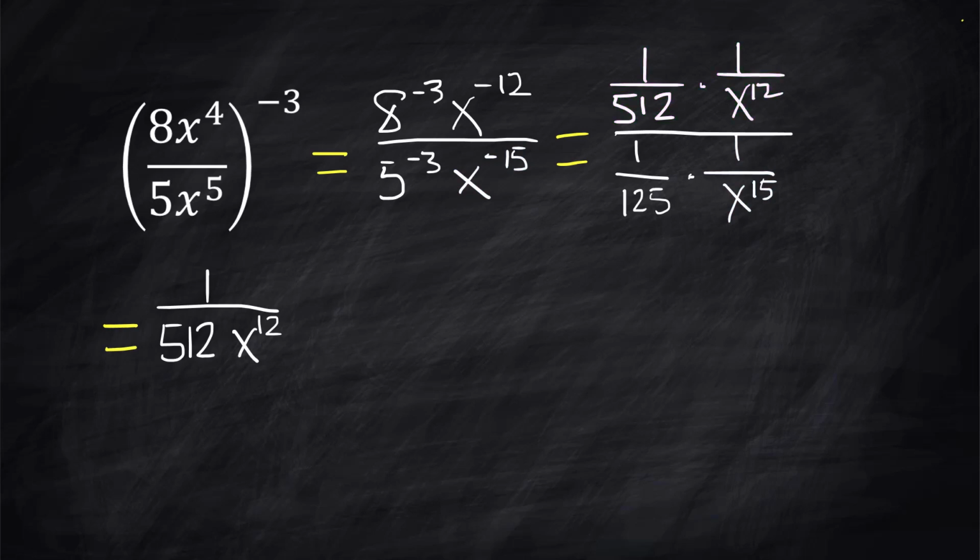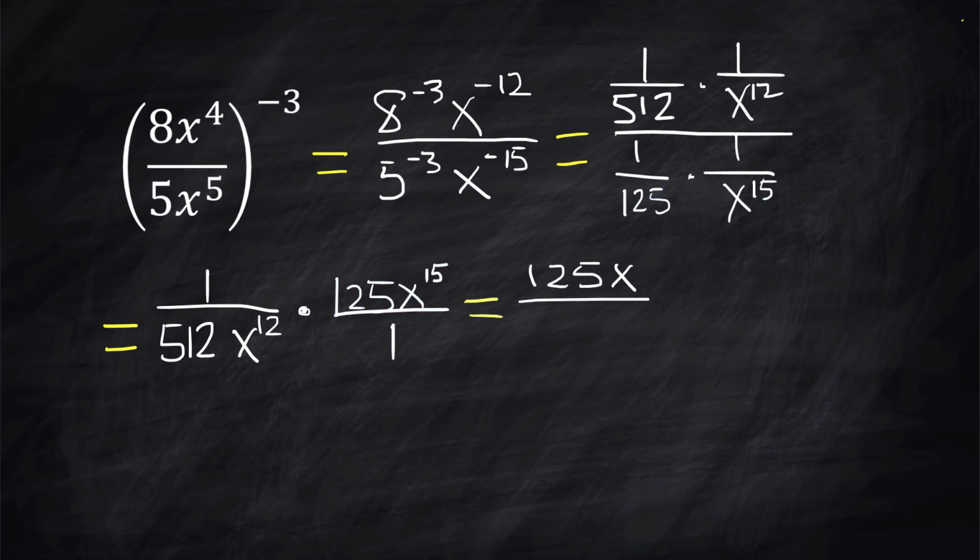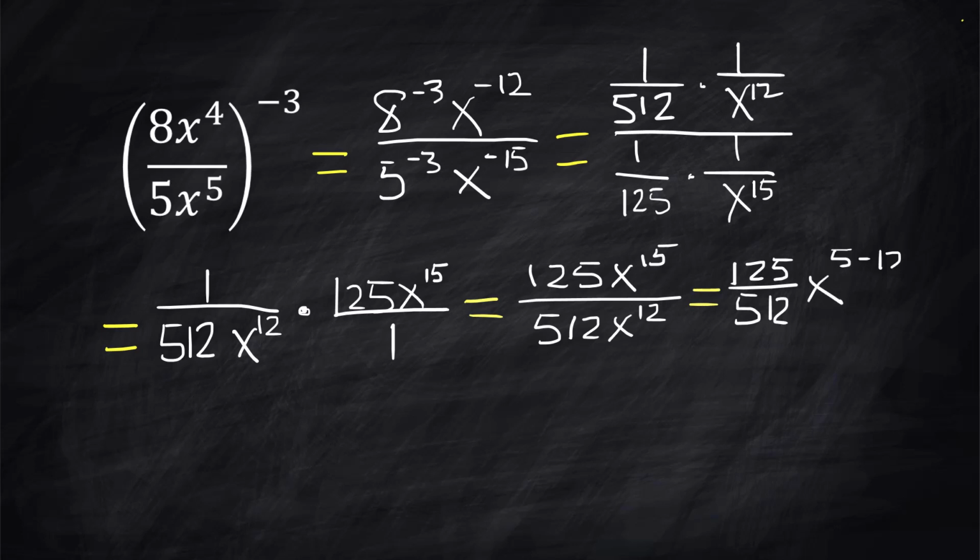If you multiply the denominator fractions out, you get a 1 on the top. Because we're doing division, I know this thing on the bottom ends up getting flipped over. So I'm going to put the 125 x to the 15th on the top and the 1 on the bottom. Multiply straight across, we get 125 x to the 15th over 512 x to the 12th. If 125 and 512 could be simplified at all, I would, but there's nothing that goes into both of those. So it's 125 over 512 times x to the 15 minus 12. Our final answer is 125 over 512 x cubed.